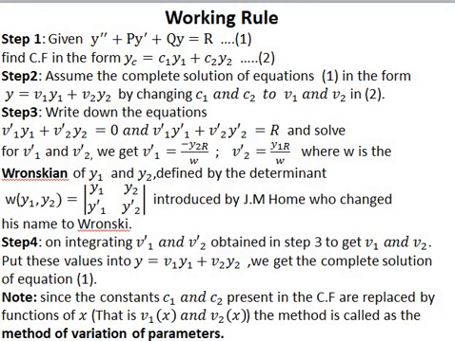Step 4. Integrate v1 dash and v2 dash obtained in step 3 to get v1 and v2. Put these values into y is equal to v1 y1 plus v2 y2. We get the complete solution of equation 1. Note: since the constants c1 and c2 present in the complementary function are replaced by functions of x, that is v1 of x and v2 of x, the method is called the method of variation of parameters.